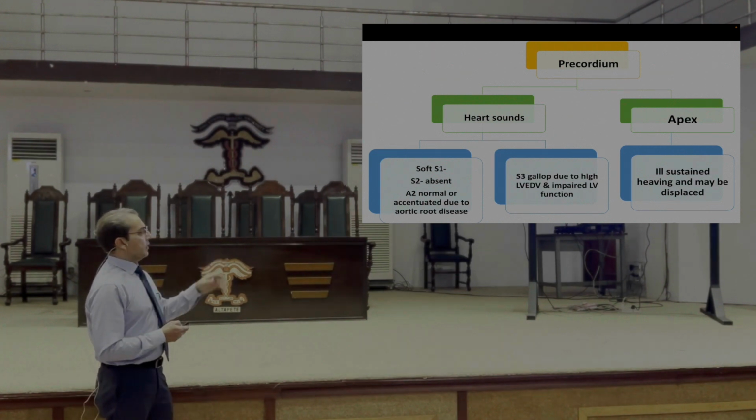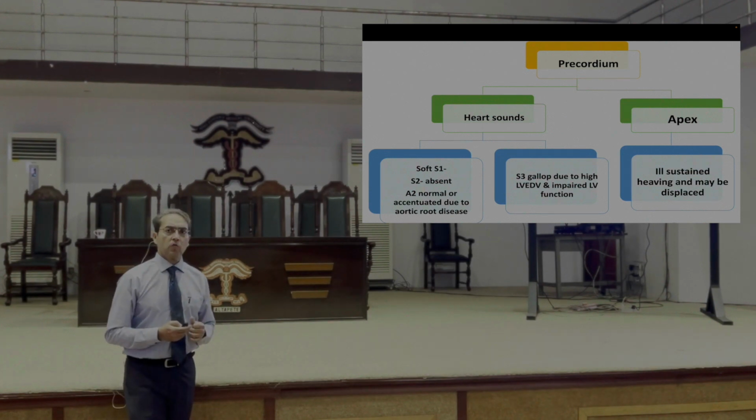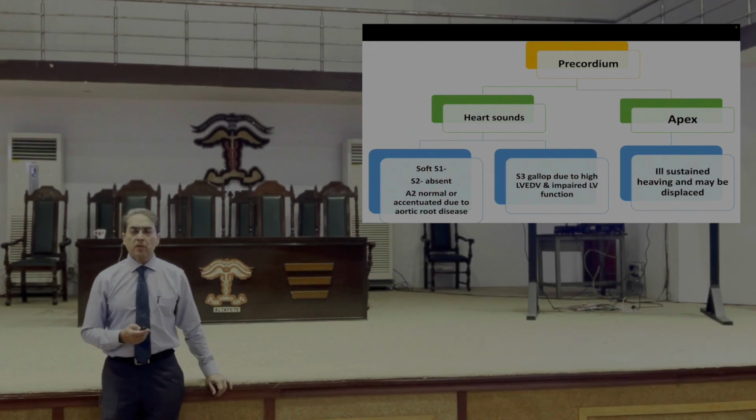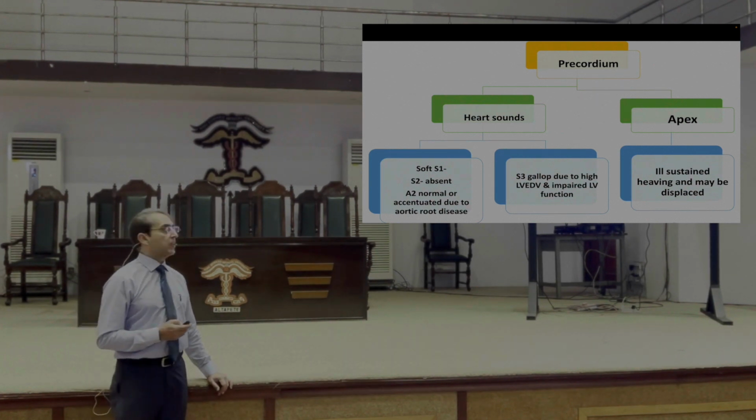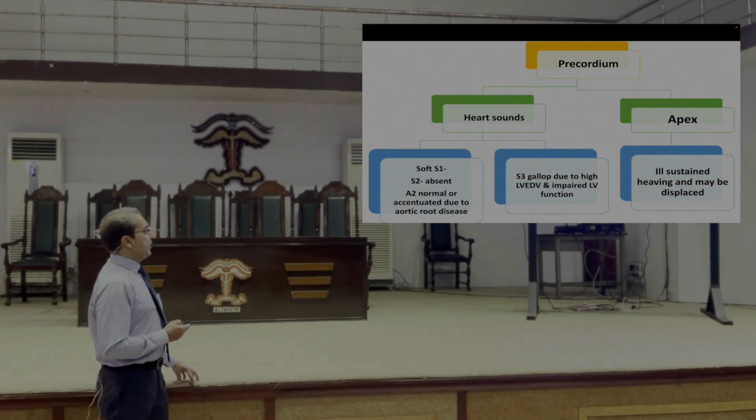Precordium, the apex shows there is ill-sustained heaving. Apex may be displaced downward and outward. So again, this is similar to the apex of MR, but this is more dynamic than the apex of the MR. The first heart sound is soft, second may be absent, A2 normal or accentuated if disease is due to aortic root problems.